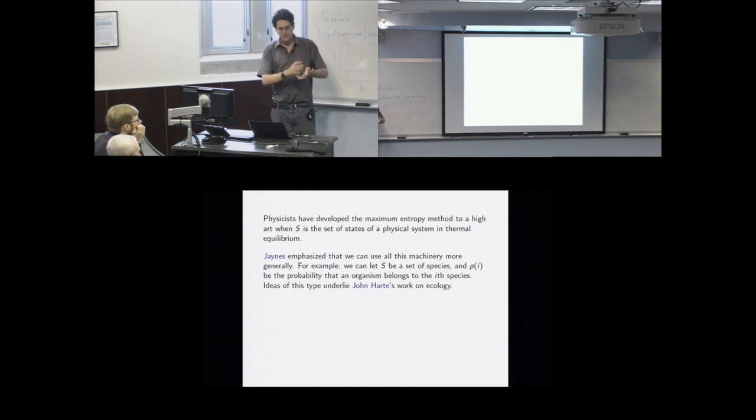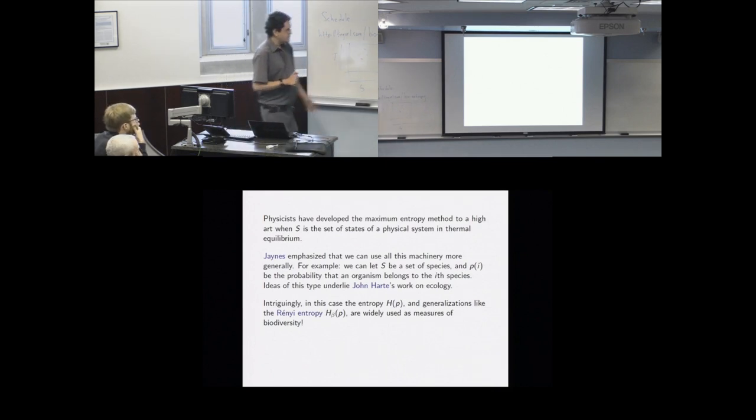So for example, you could have a set of species and let P of I be the probability that an organism you find in some region belongs to the ith species, and you can try to maximize the entropy subject to the constraints you happen to know. And John Hart will talk about how to use this in ecology.